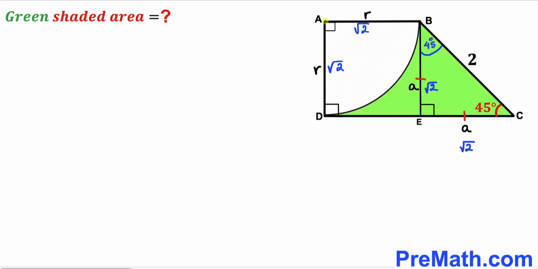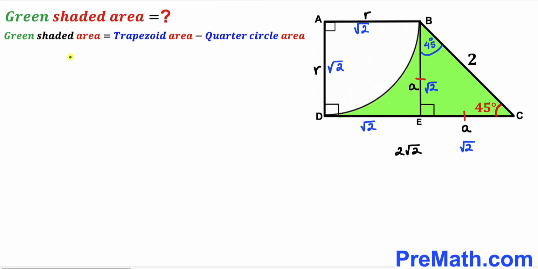And furthermore, this AB length is going to be equal to DE length. If this is square root of 2, then this DE length has got to be square root of 2 units as well. And now let's make an observation. We can see that this whole CD length is going to be the sum of these two segments, square root of 2 plus square root of 2. That is going to give us 2 times square root of 2 units.